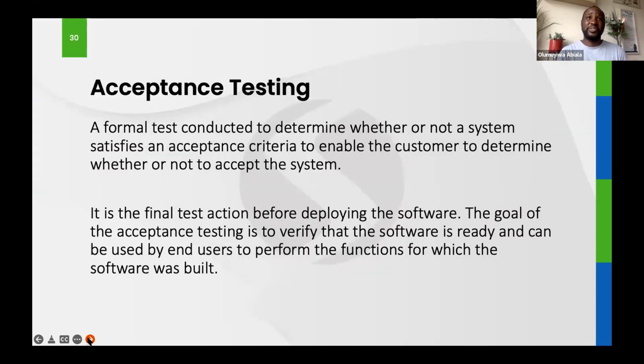And what is acceptance testing? Sometimes people call it user acceptance testing. Sometimes they just call it acceptance testing. But mostly in a reputable organization where they have a structured system, they'll call it user acceptance testing. It's a formal test conducted to determine whether or not a system satisfies an acceptance criteria to enable the customer to determine whether or not to accept the system. What does this mean? All this plenty English, what does it mean? It's very simple.